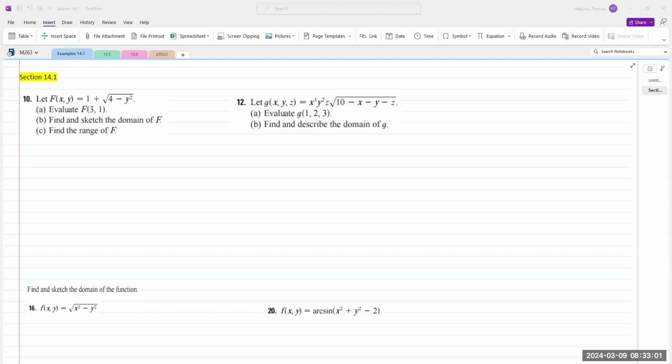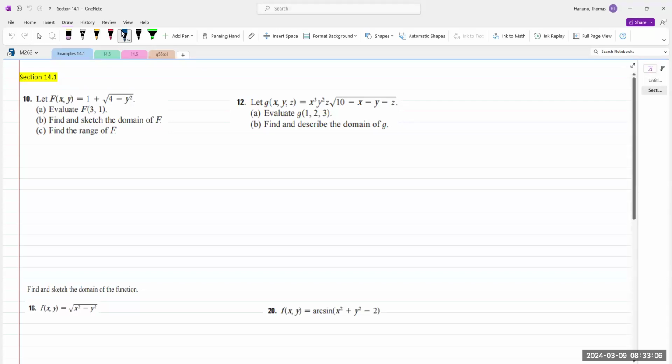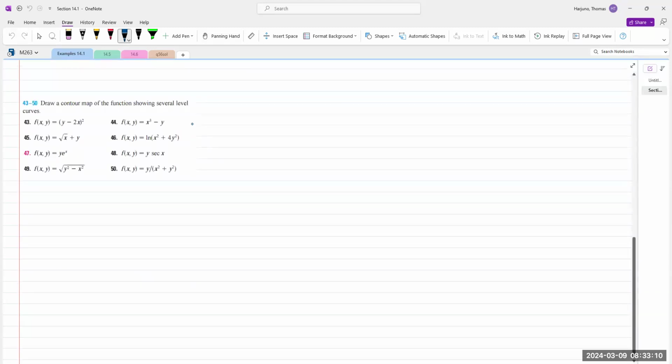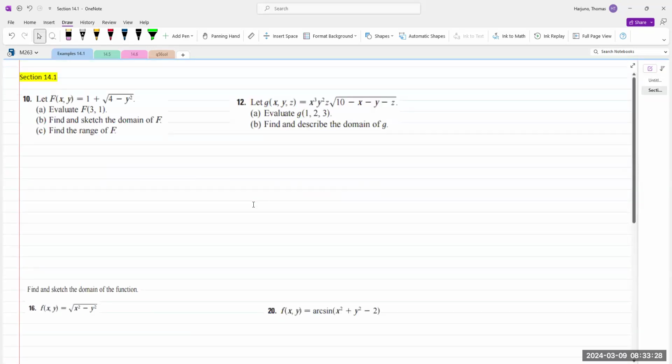Hello all, let's work on section 14.1. This section tends to be on the easier side, and toward the end later on you will see I cover some material that I didn't cover in my original lecture because it's just too easy, about the idea of level curves and the idea of contour maps. But you will see at the beginning it tends to be on the easier side.